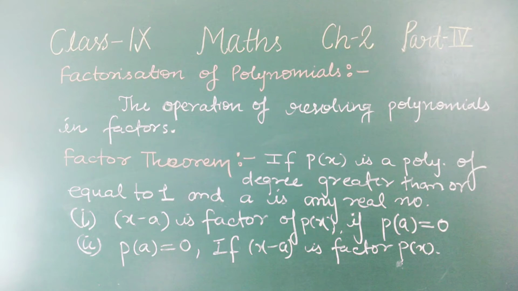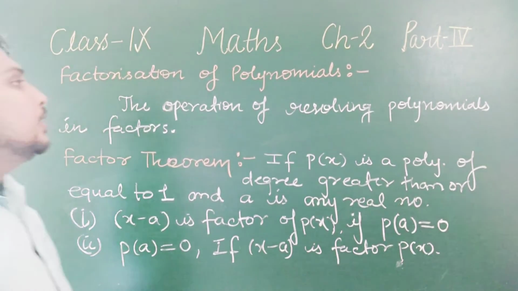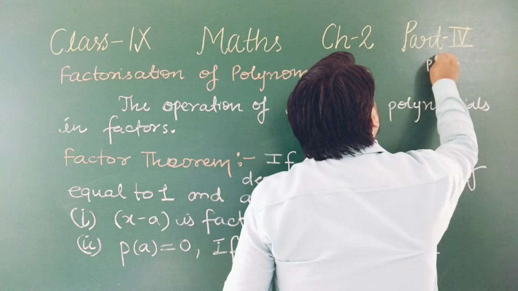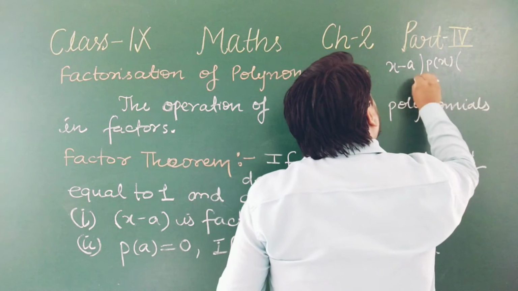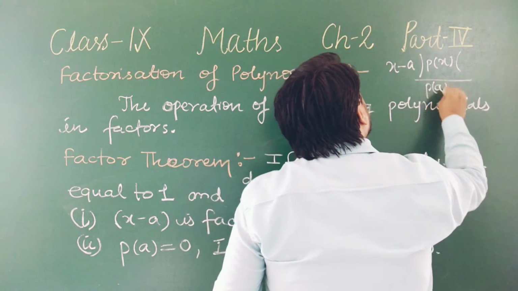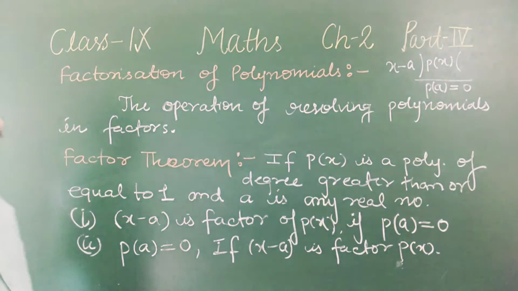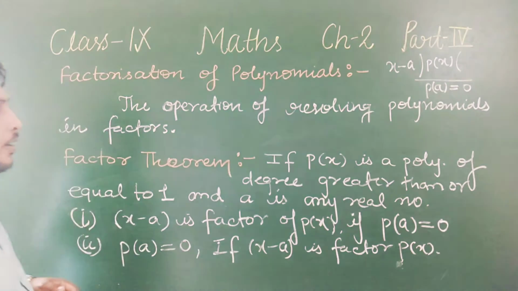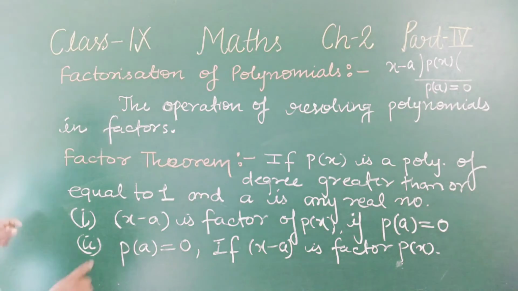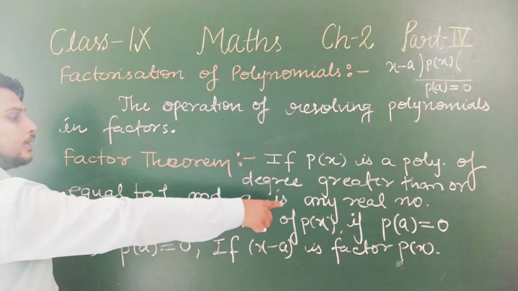It means, as I have told you earlier, that we can represent the factor theorem in two manners. If the polynomial p(x) is divided by x minus a and the remainder p(a) is coming 0, then x minus a will be a factor of p(x). And conversely, if x minus a is a factor, then p(a) will be 0.